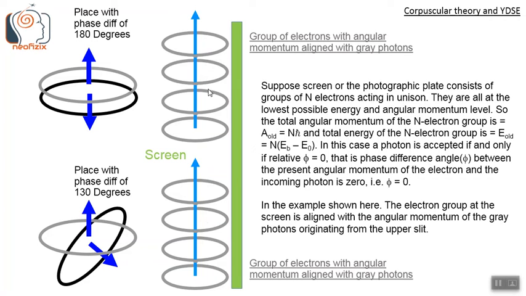So they can absorb these gray photons, and they will either reject, that is either reflect or transmit, these black photons when they are in the lowest energy and angular momentum state.